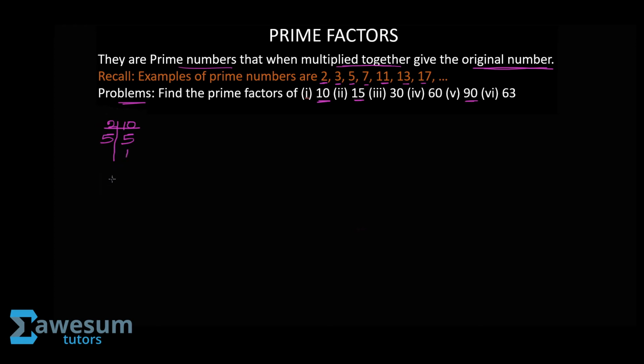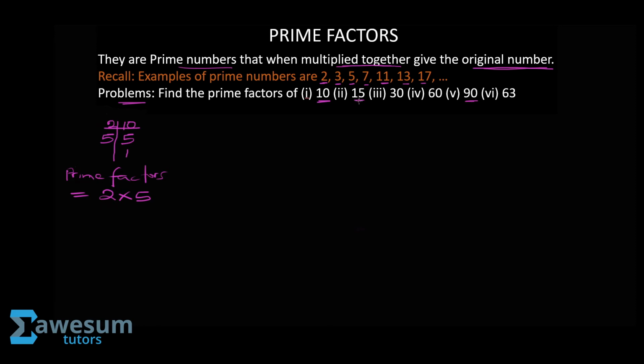So now, because I've been able to divide 10 to get to 1, that means the prime factors of 10 will be 2 times 5. That means the prime factors of 10 are 2 times 5.